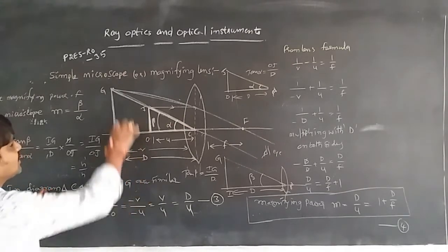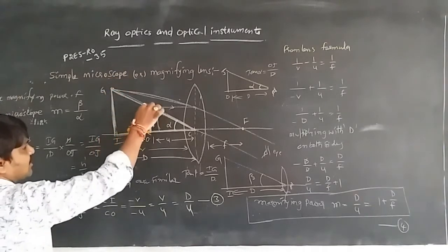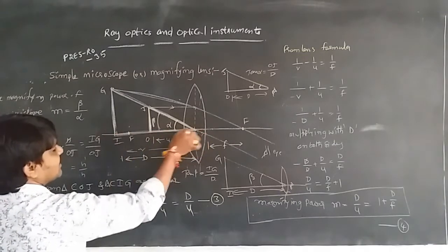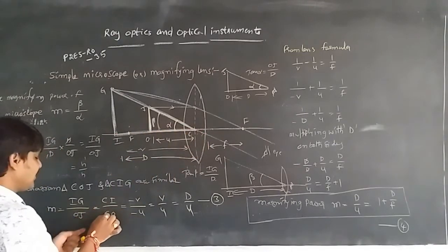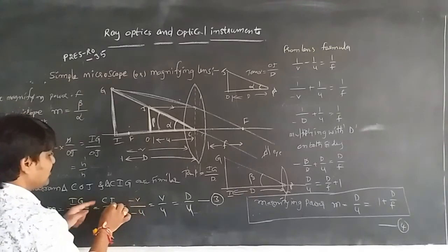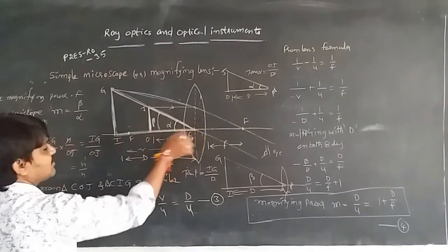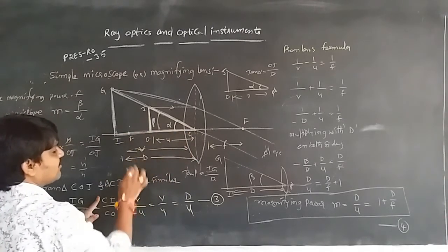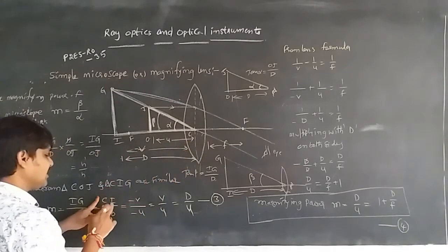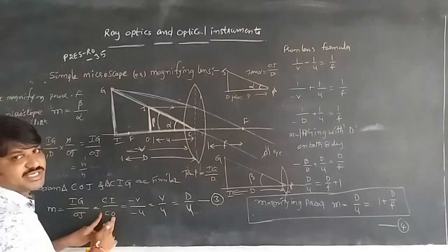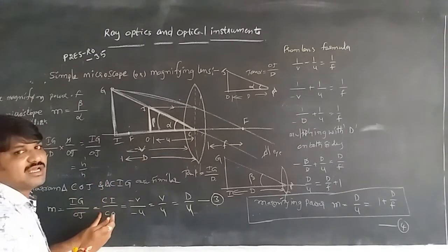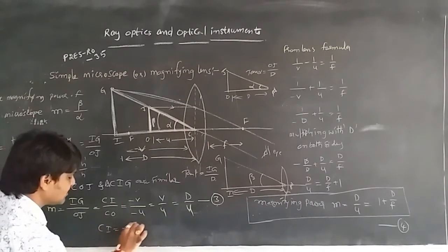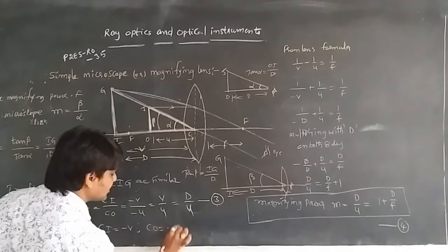IG by OJ means the height of the image by the height of the object, which is equal to the distance of the image by the distance of the object. We know that CI, the distance of the image from the optical center, will be minus V, because the image is formed opposite to the incident ray. The object is also on the opposite side of the incident ray. So CI is equal to minus V, CO is equal to minus U.